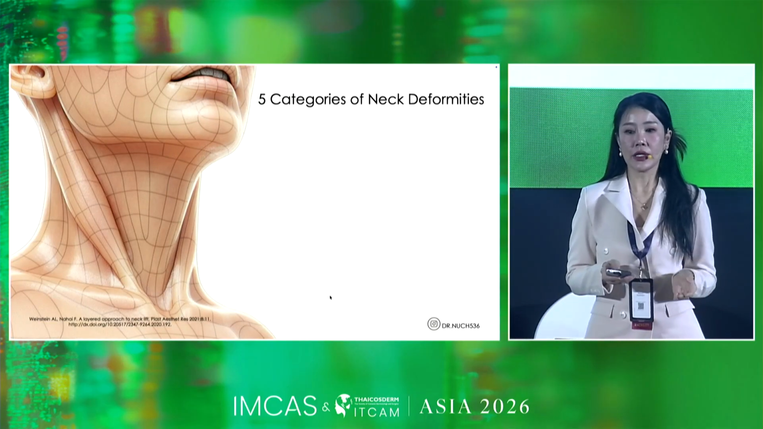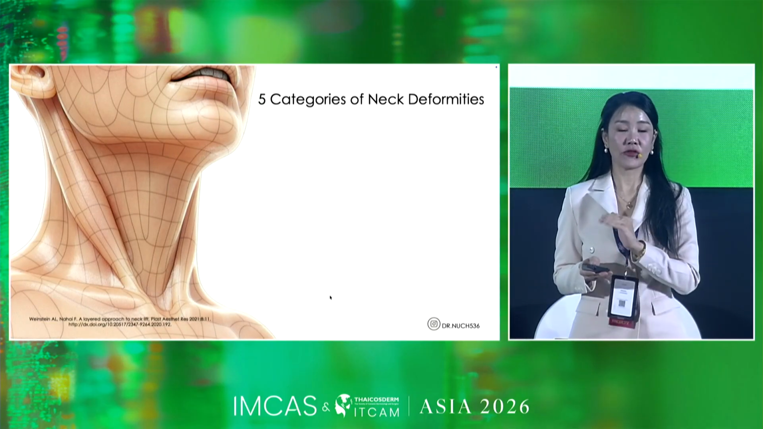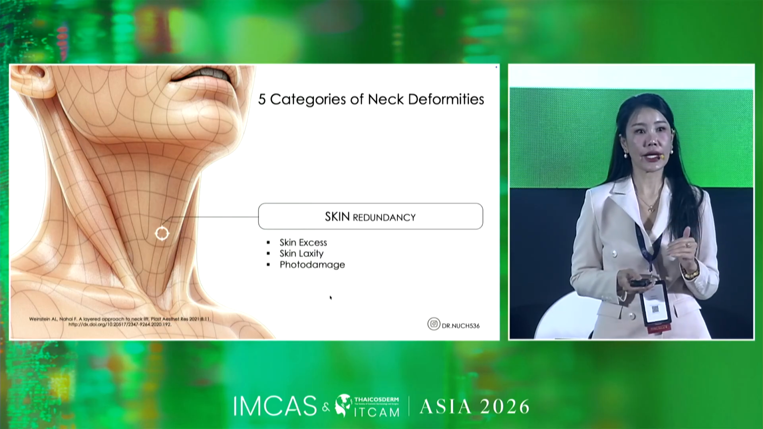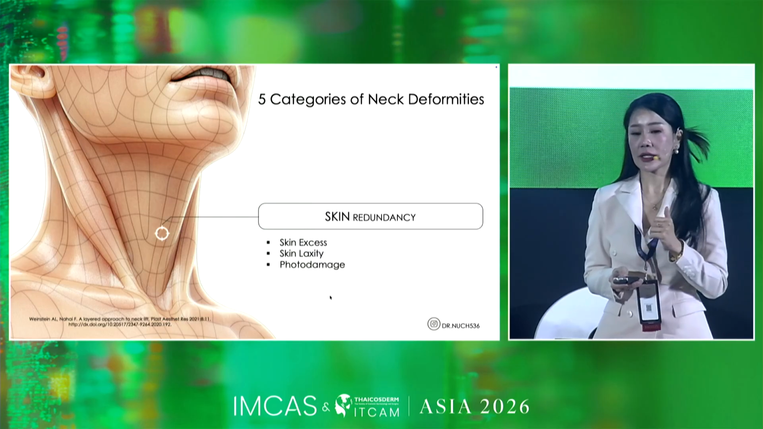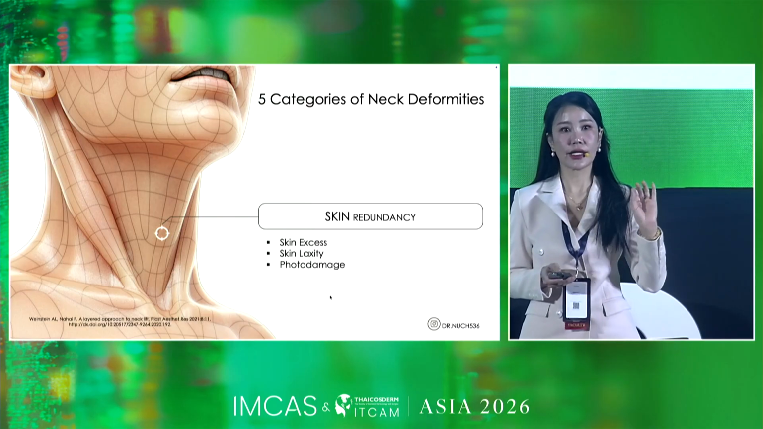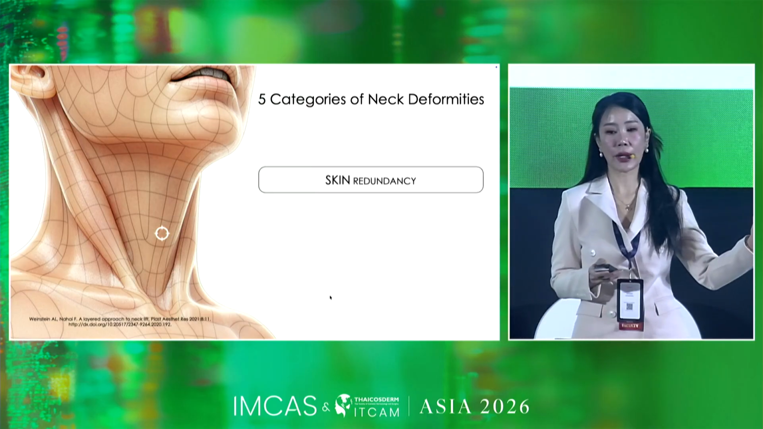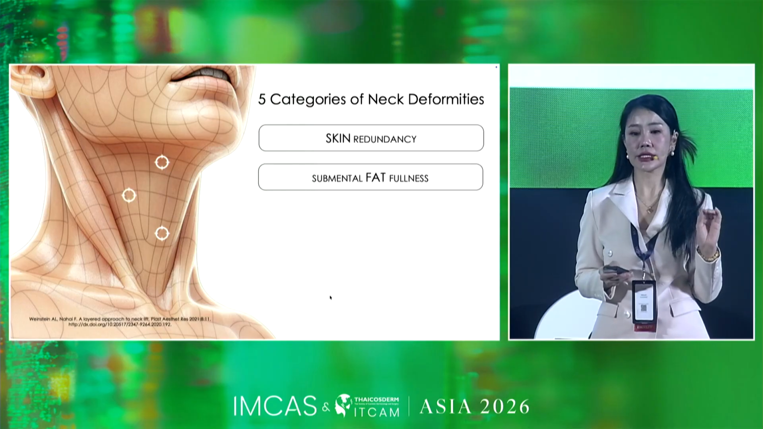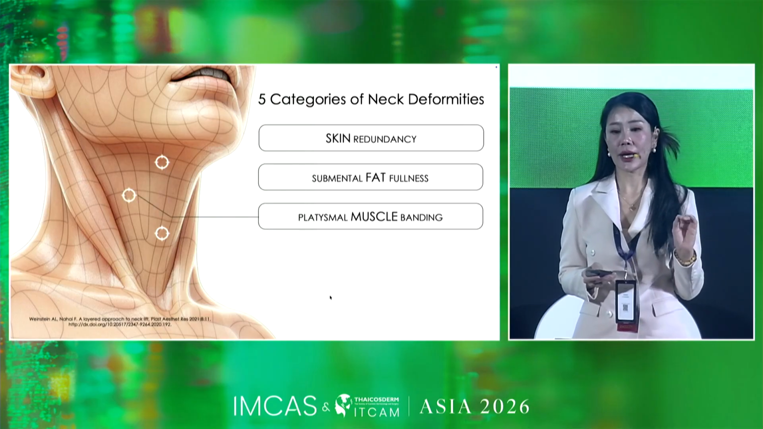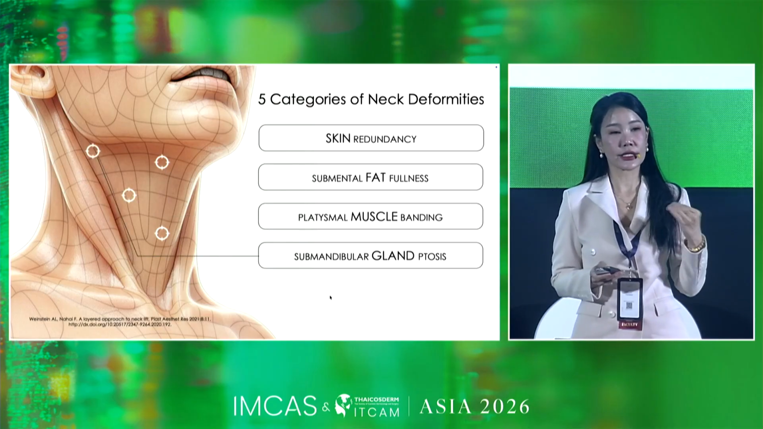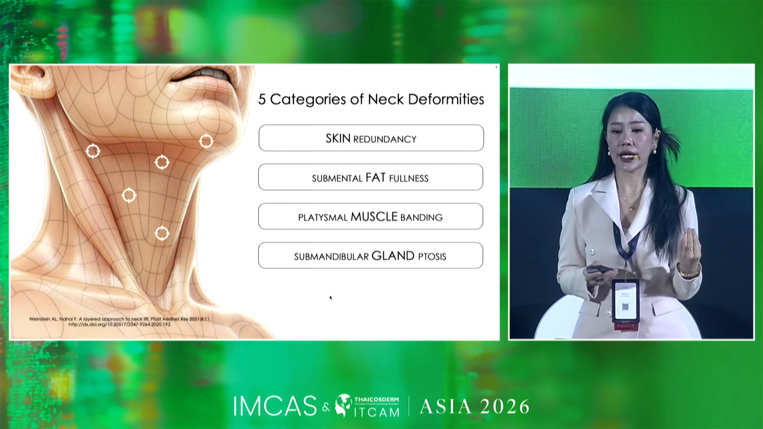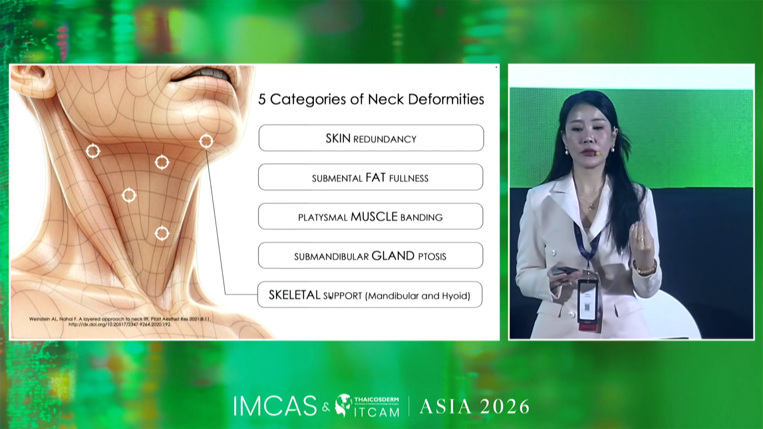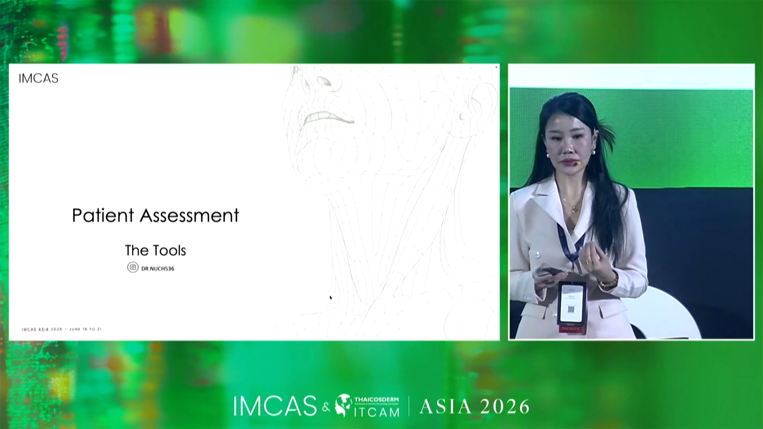In this paper, they divide neck deformity into five categories. The first one is skin redundancy, and the subcategories are skin excess, skin laxity, and photo damage. Next are submental fat fullness, platysma muscle banding, submandibular gland ptosis, and the last one is skeletal support, or the mandibular and hyoid bone.